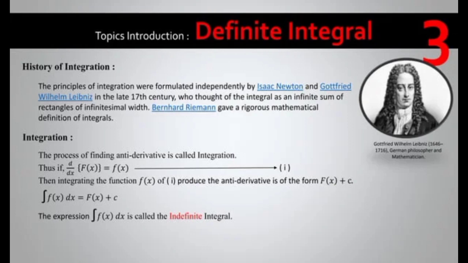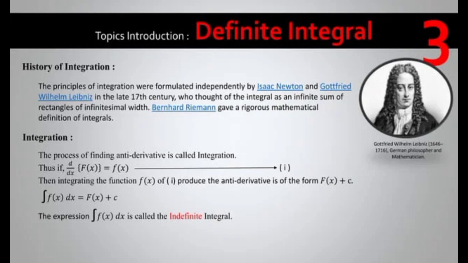The principles of integration were formulated independently by Isaac Newton and Gottfried Wilhelm Leibniz in the late 17th century, who thought of the integral as an infinite sum of rectangles of infinitesimal width. Bernhard Riemann gave a rigorous mathematical definition of integrals. The process of finding the antiderivative is called integration.